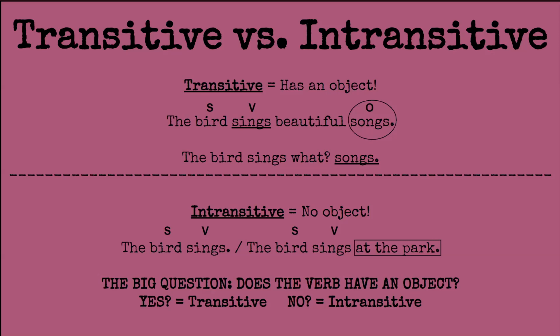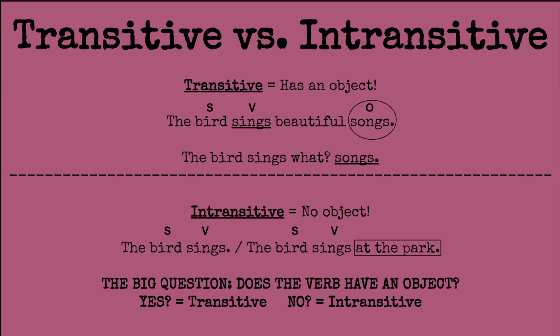So here's the big question for transitive versus intransitive verbs. Does the verb have an object? If the answer is yes, then it is transitive. If the answer is no, then it's going to be intransitive. I tried to use similar sentences here to show you that oftentimes verbs, when used in a certain way, could be either transitive or intransitive verbs.